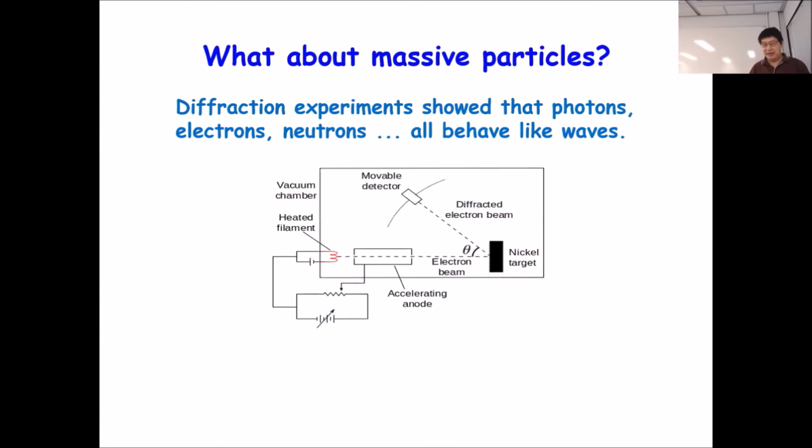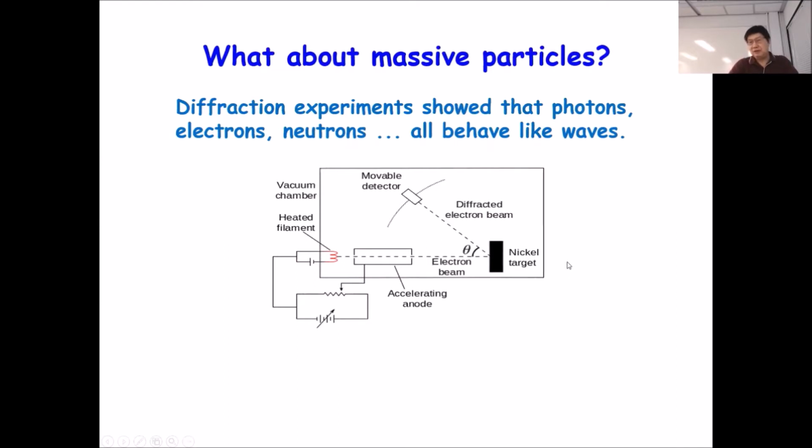Now, someone may say, well, the photon is a special particle, it has no rest mass. So when you show the mass, it is the effective mass. What about the particles that have rest mass, such as electrons, protons, neutrons, and so on? Now, it turns out not only does the photon behave like a wave, the massive particle also behaves like a wave. Now, how do we know that?